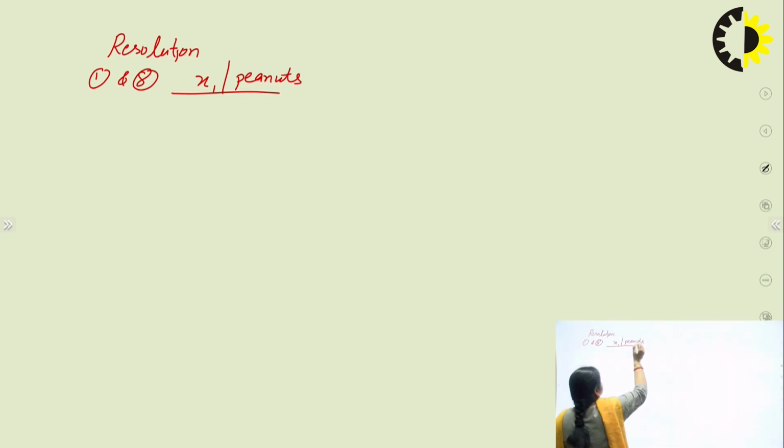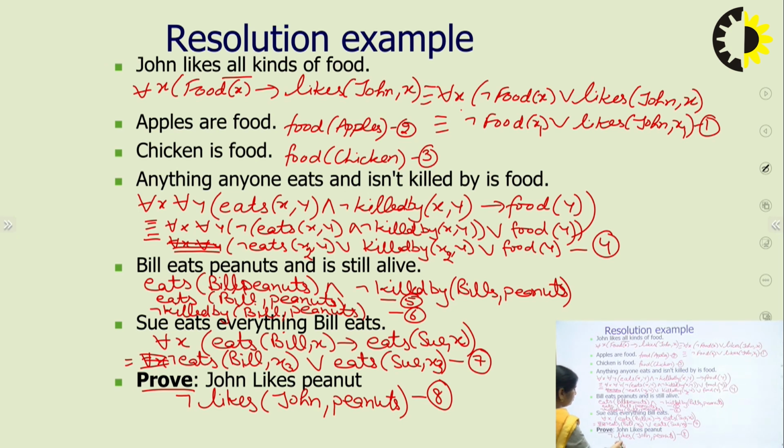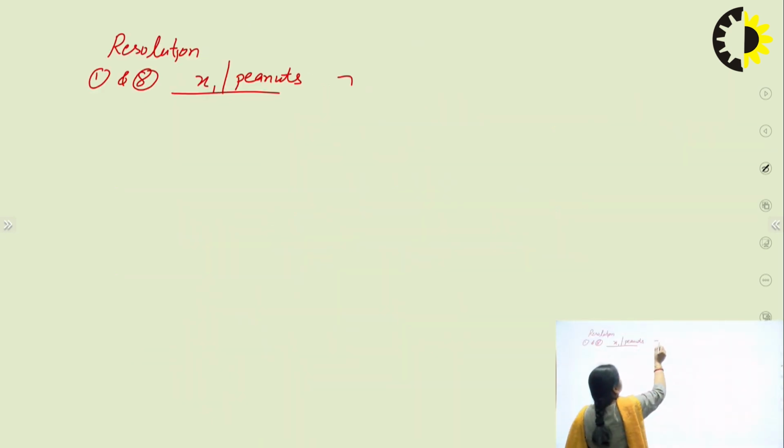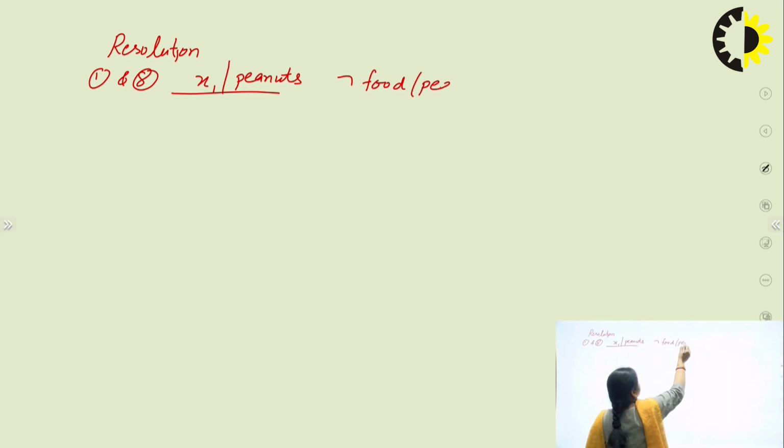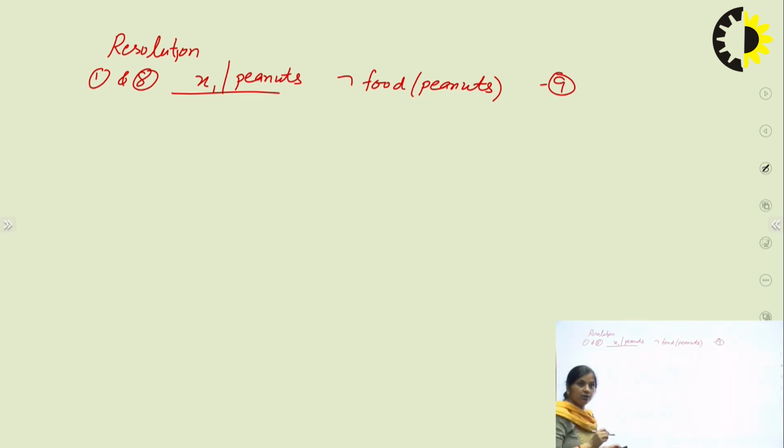So what I got here? John doesn't like peanut and John likes X. So these will be resolved. What I'll get in answer? Not of food X1. X1 is unified with peanuts, so not of food peanuts. Okay, let me call it 9. From 1 and 8, I got this after resolving and unifying X1 with peanut.